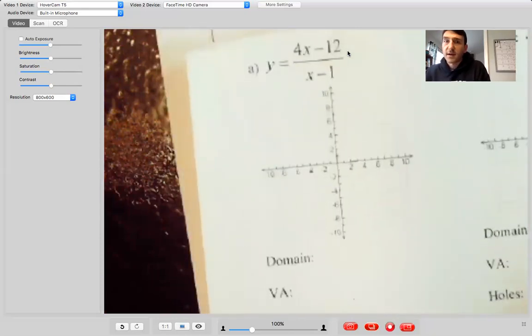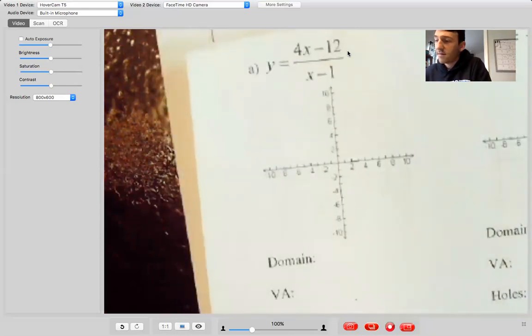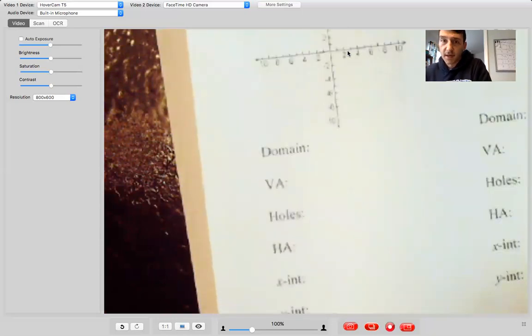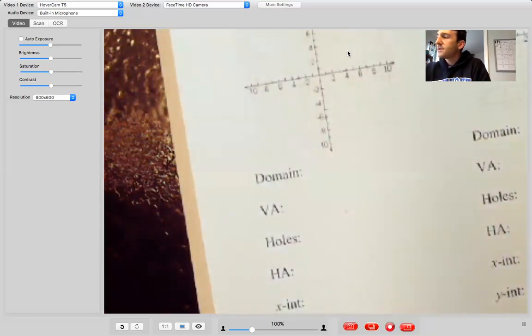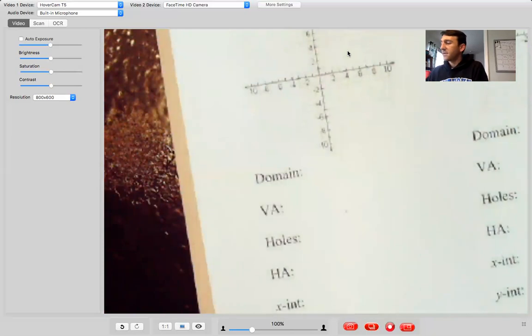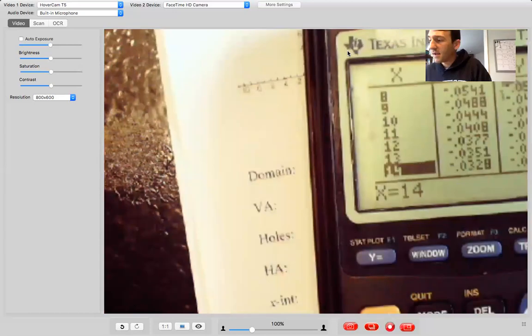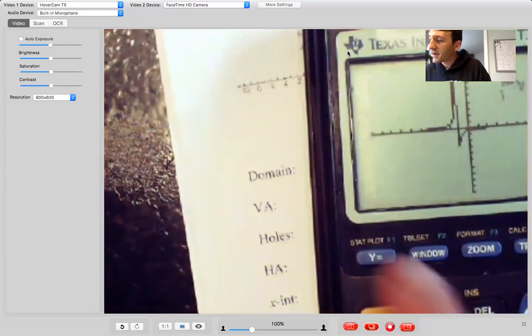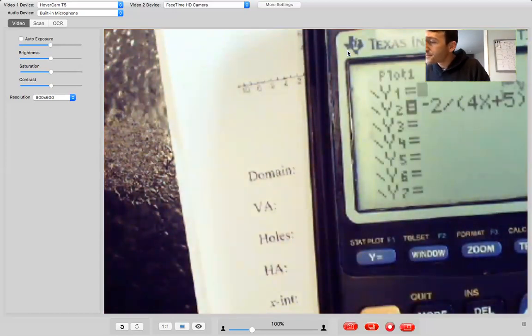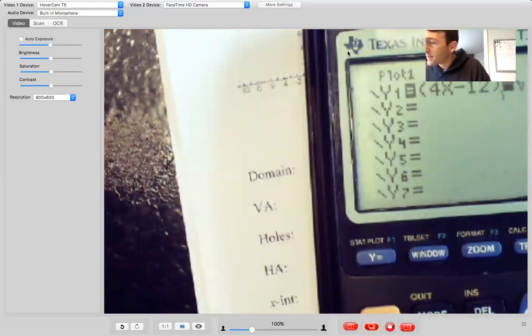All right, so we're going to graph (4x minus 12) over (x minus 1). One thing you might do to start is go ahead and punch that into your graphing calculator. Clear out what we have there. And you do need to use parentheses there. So (4x minus 12) in parentheses over (x minus 1) in parentheses.